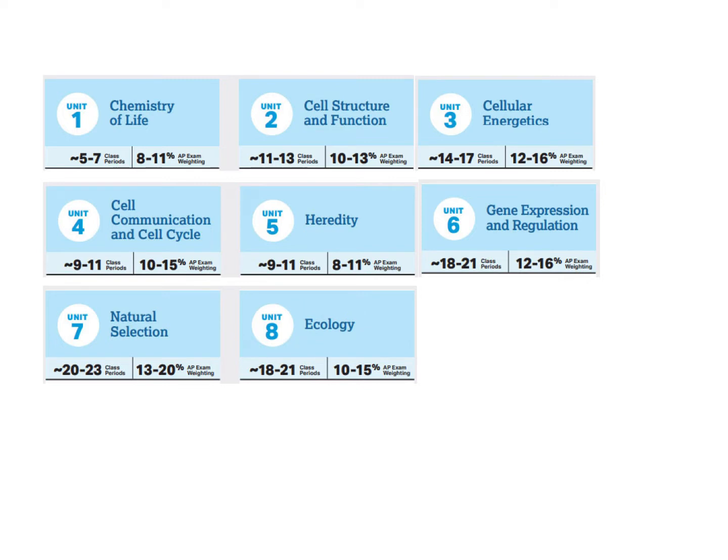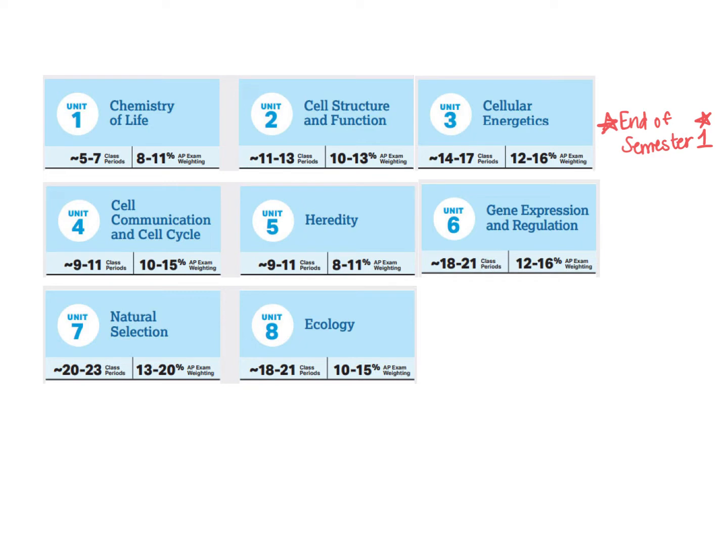Now, this is kind of an outline of not only the material, but also of when we will be covering this topic. So at the start of the year, we begin with the Chemistry of Life. And then we move on to Unit 2, which is Cell Structure and Function. And then Unit 3 is Cellular Energetics. And then at this point right here is the end of the first semester.